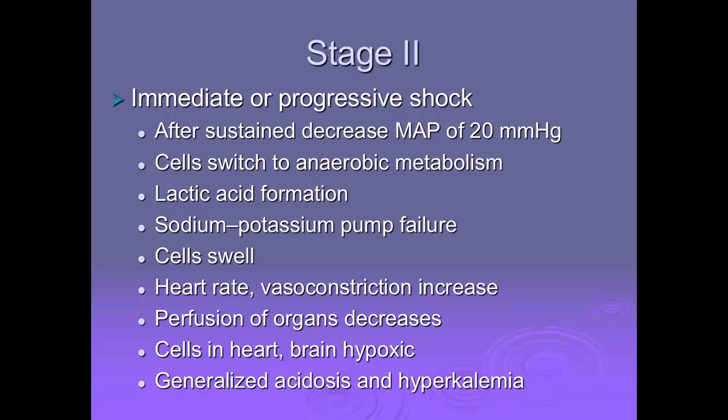The heart rate and vasoconstriction increase. The perfusion of organs, this includes skin, skeletal muscles, kidneys, and GI organs, decreases to those organs. The cells in the heart and brain become hypoxic. They will have a generalized acidosis and hyperkalemia, because remember the potassium has moved out of the cells, so now it's in the circulation. Unless treatment is rapidly started at this point, the patient's survival is very poor.